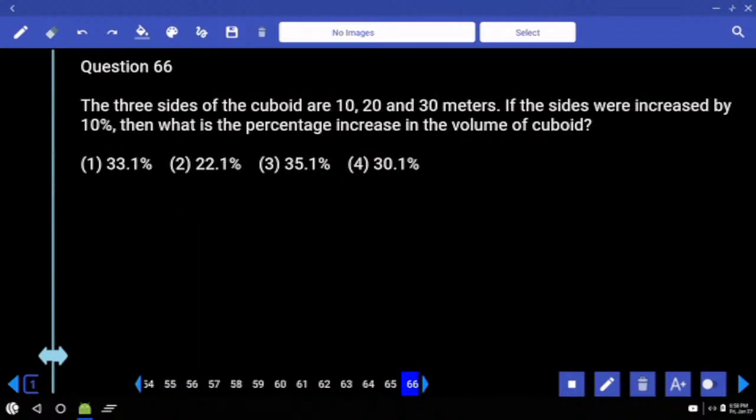There are 2 concepts involved. You can do it in 2 ways. One way: 3 sides of a cuboid are 10, 20 and 30. If the sides were increased by 10%, then what is the percentage of increase in the new volume?